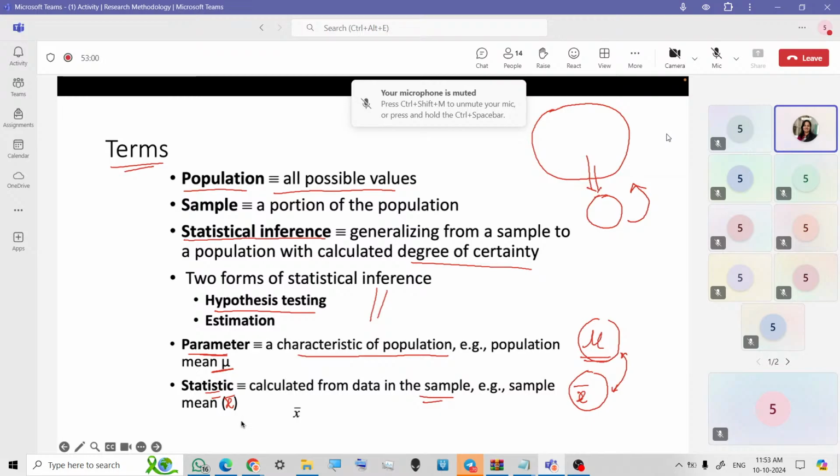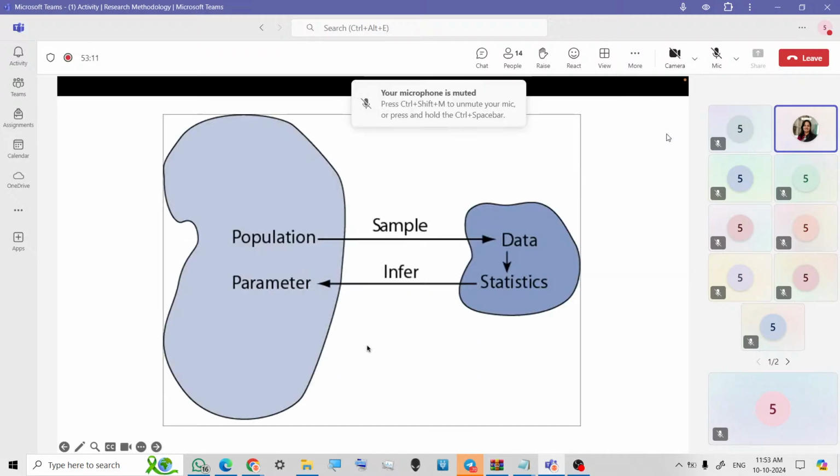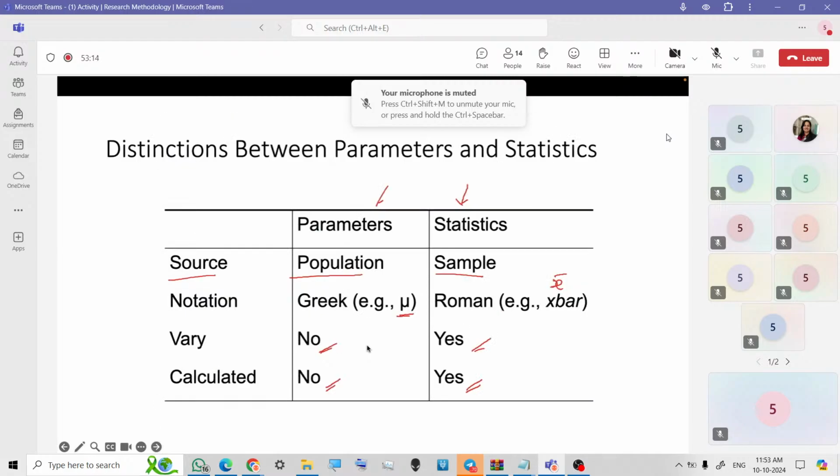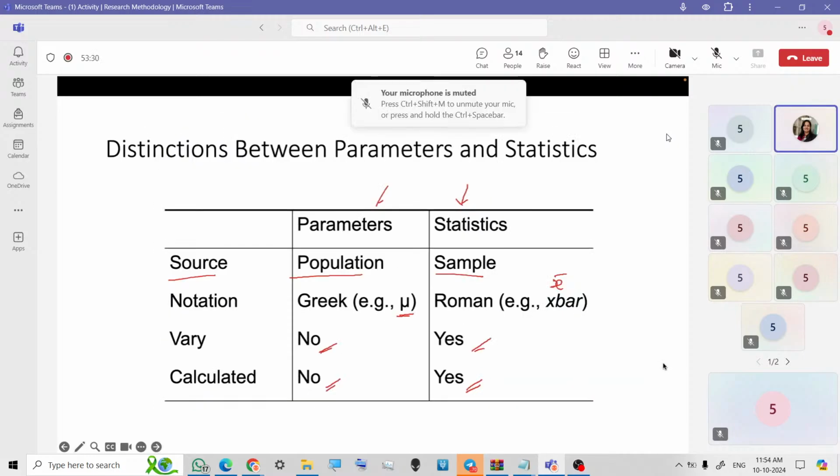Statistics, and the parameter is always talks about the population mean. So these are few terms which you should know, which is population, which is a parameter to be used. So the population is used.